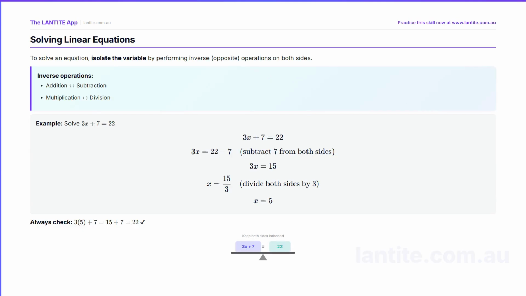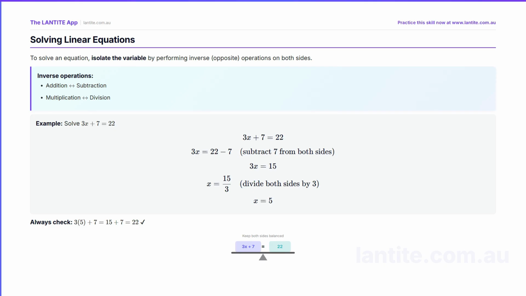To solve an equation, we need to get the variable on its own. We do this using inverse operations, the opposite of what has been done to the variable. Addition undoes subtraction, and multiplication undoes division. In our example, 3x plus 7 equals 22.